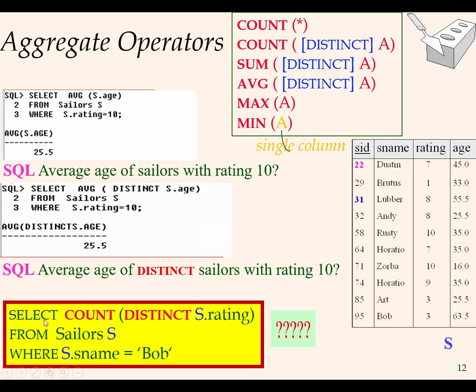What's this doing? Select, this is my sailor instance. Count distinct ratings from sailors for all sailors with name Bob.